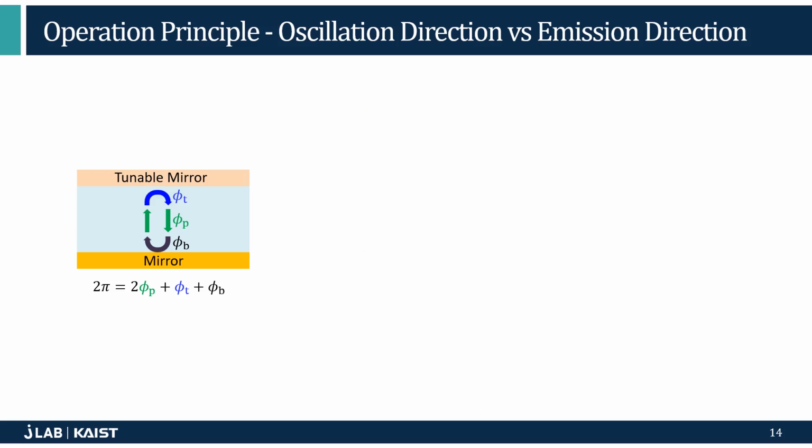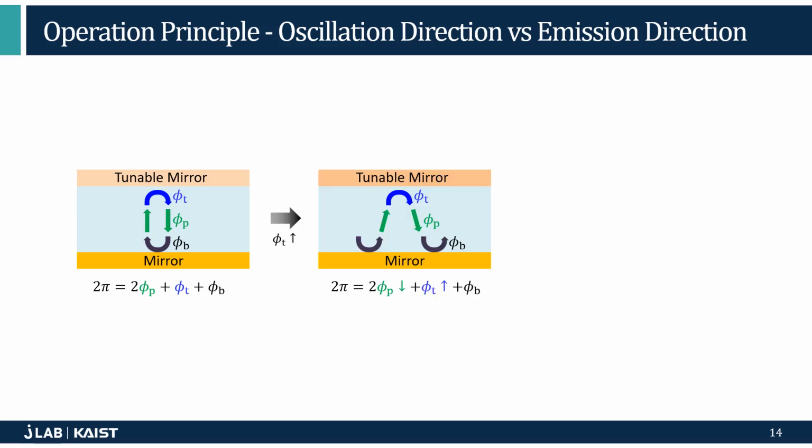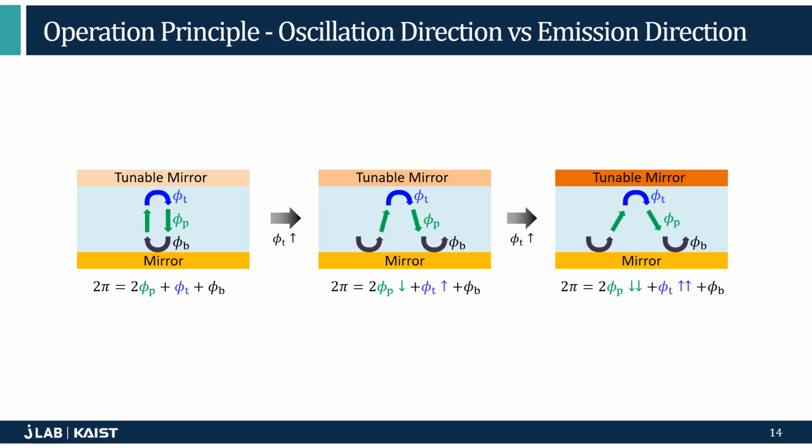So let's imagine this simple Fabry-Perot resonator. The mode is confined by two mirrors. One is fixed and the other is a tunable mirror. The mode resonance condition and oscillation direction are determined by the Fabry-Perot condition, like this equation below. Let's assume that we change the reflection phase of the tunable mirror. Then to satisfy this relationship, the propagation phase, that is the oscillation direction, should be changed, right? And if we further change it, the direction is also changed one more time. So it means that if we change the reflection phase of this tunable mirror, which corresponds to the metasurface, we can change the oscillation direction, right?